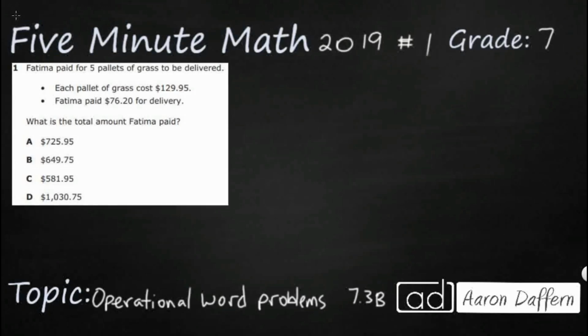Today we are looking at the 7th grade concept of operational word problems. This is standard 7.3b in the great state of Texas, and we are using item number 1 off the 2019 released STAAR test. If you have not done so already, please go ahead and take a moment to pause the video, work this problem out on your own, unpause it, and then we will look at our answers together.